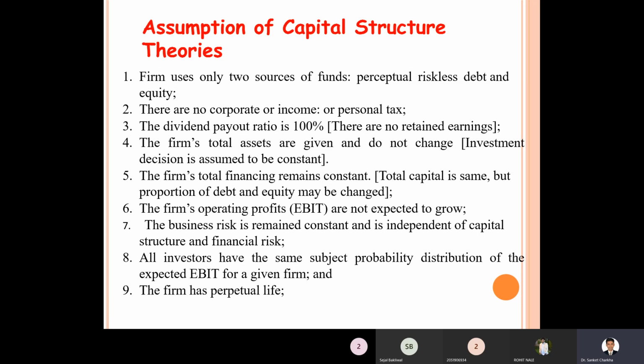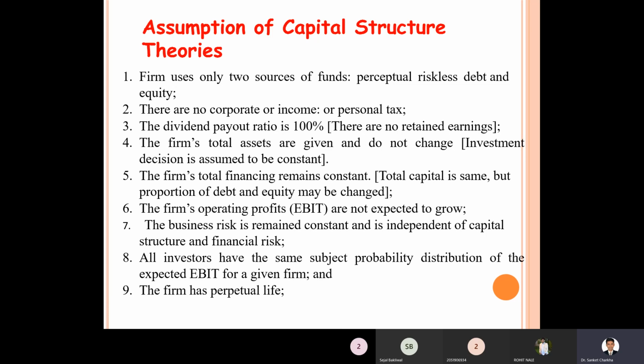So whatever may be the situation, whatever may be the changes in market conditions, the capital structure and financial risk, and from this particular perspective, the business risk always remains constant. So there is no additional involvement of risk. All the internal and external factors are constant.